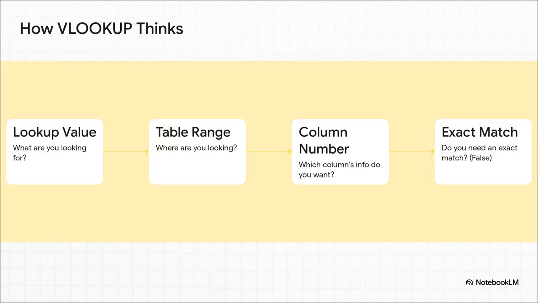Just like the IF function, VLOOKUP works by asking you a few simple questions. Number 1, what are you looking for? Number 2, where's the big table of data I should search in? 3, once I find it, which column's information do you want me to bring back? And 4, and this is a really important one, do you need an exact match? You're almost always going to say false here, because that tells Excel, hey, don't guess. If you can't find the exact thing I'm looking for, just tell me.